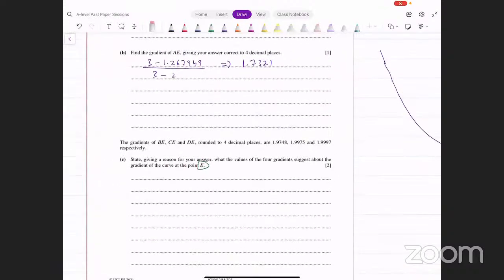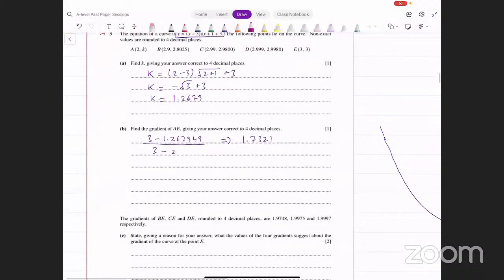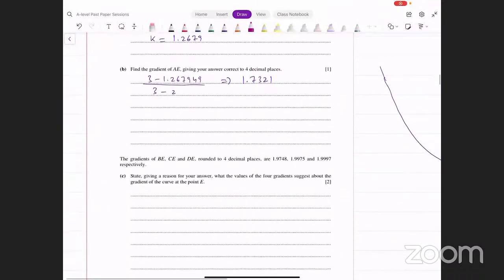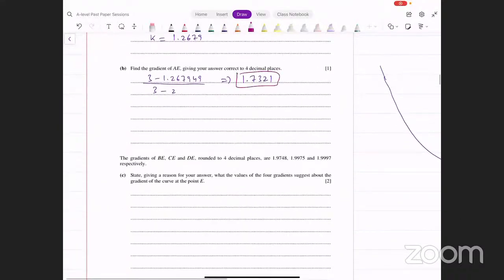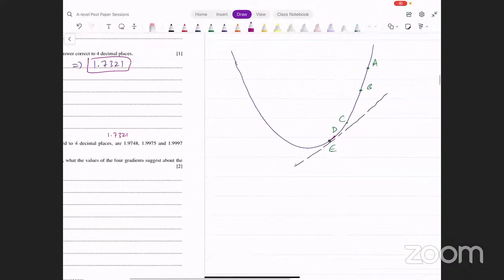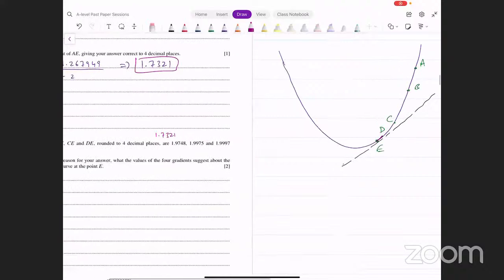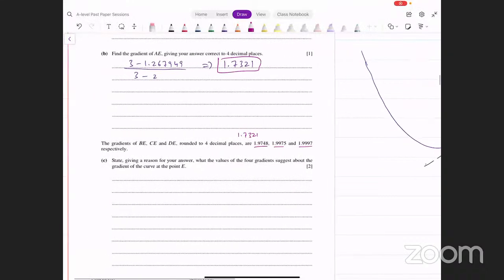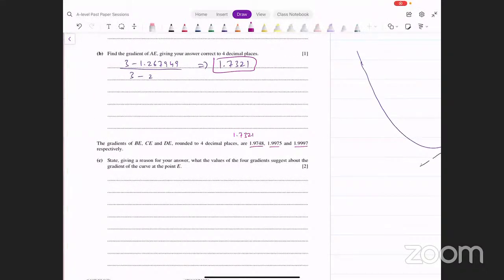आपके पास ये सारे gradients given है. First gradient क्या था? AE का वो आपने यहाँ पे find किया 1.7321, that's the first value in the sequence, 1.7321, ये आपका gradient है A से लेकर E तक का. Second is 1.9748, third is 1.9975, fourth is 1.9997, and now you think about what value are these numbers approaching? ये किस value को approach कर रहे हैं? ये सारे numbers किस value को approach कर रहे हैं?